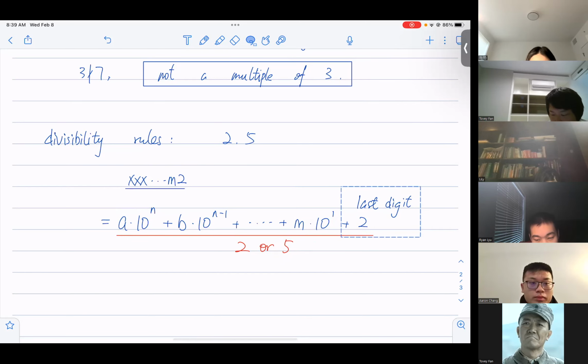So you only need to check the last digit. So if the last digit is 0, it can be divided by 5, it's just going to give you 0. If the last digit is 5, then it can be divided by 5, it gives you 1. All the other digits cannot be divided by 5.